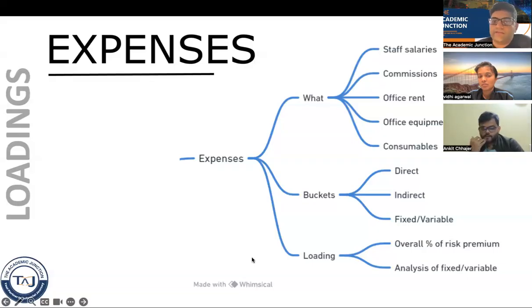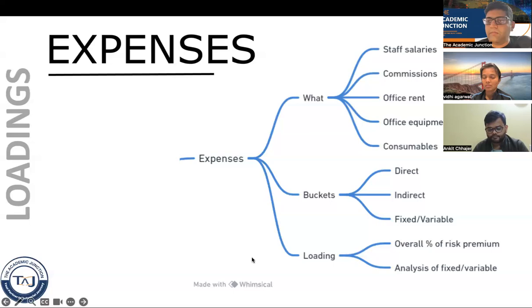For the time being, understand that loading can be of two types. Once you have an idea of what the expenses are, you can load for expenses using two mechanisms. One is just to create an overall percentage, let's say 10%. This is most commonly used in Indian GI firms, where you have a fair idea about what the expenses are. So you can say my management expense is 10%, my underwriting expense is 5%, so overall, my total expense is 15%.